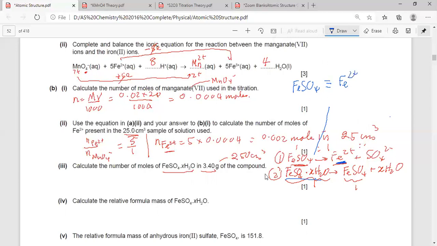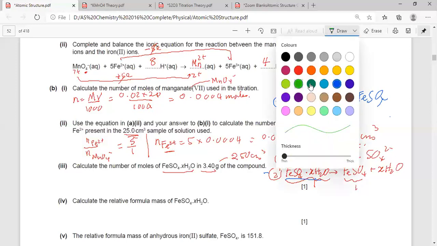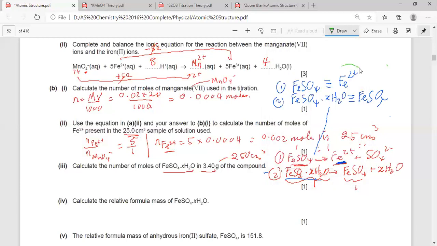And from the second equation, FeSO4.XH2O is also equivalent to FeSO4 now. 1 mole is 1 mole. Therefore, I can also relate, I put a green color now, very nice, this one with this one here.